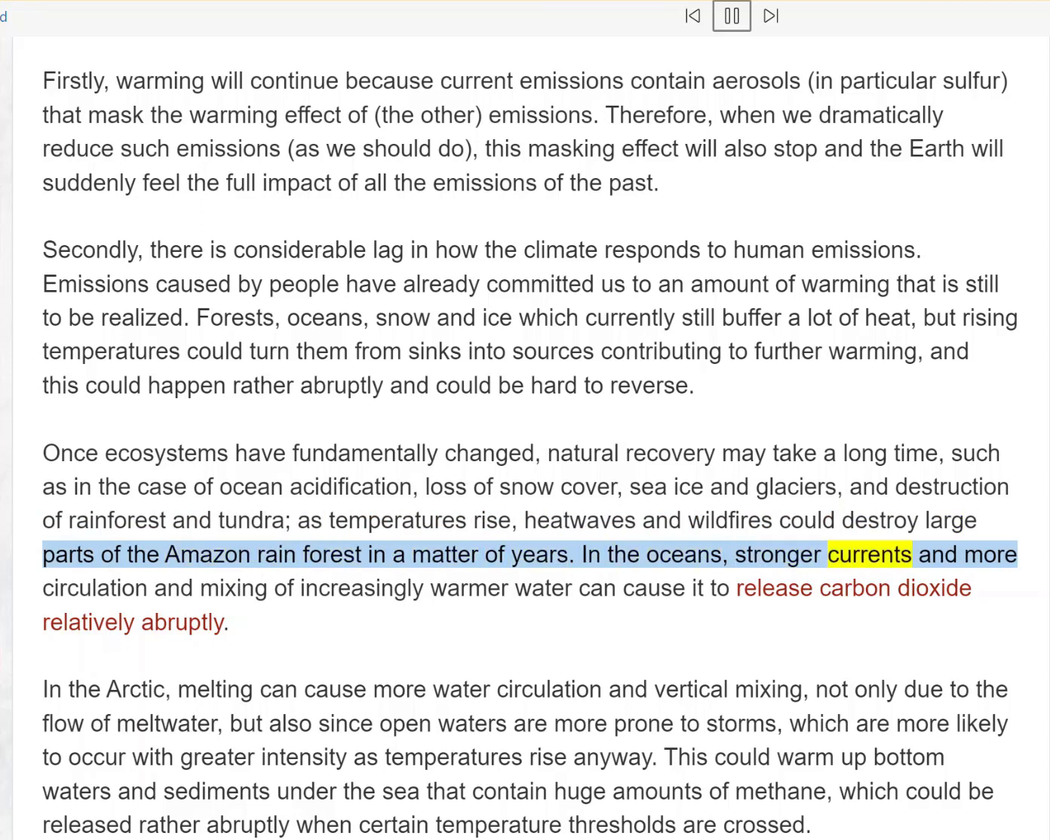In the oceans, stronger currents and/or circulation and mixing of increasingly warmer water can cause it to release carbon dioxide relatively abruptly. In the Arctic, melting can cause more water circulation and vertical mixing, not only due to the flow of meltwater, but also since open waters are more prone to storms, which are more likely to occur with greater intensity as temperatures rise anyway. This could warm up bottom waters and sediments under the sea that contain huge amounts of methane, which could be released rather abruptly when certain temperature thresholds are crossed.